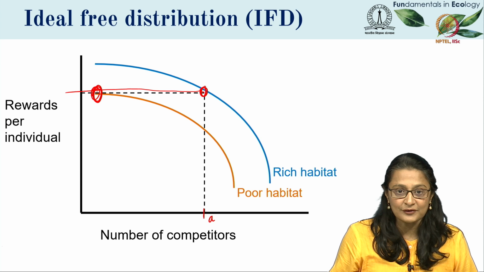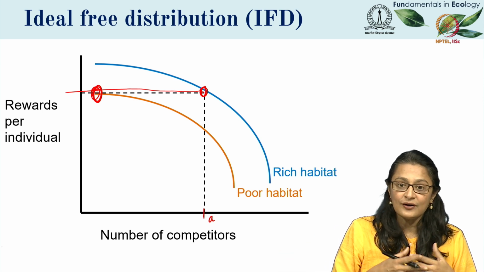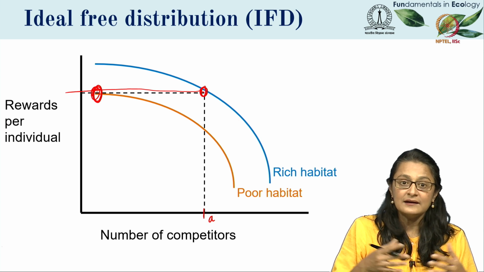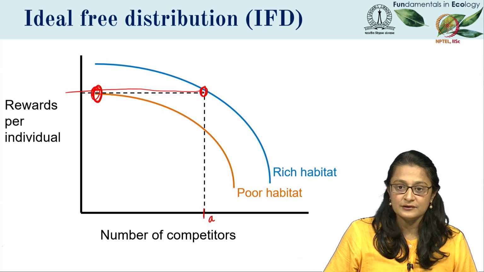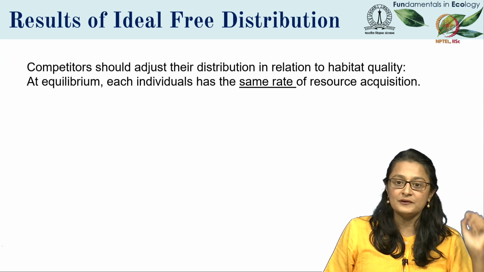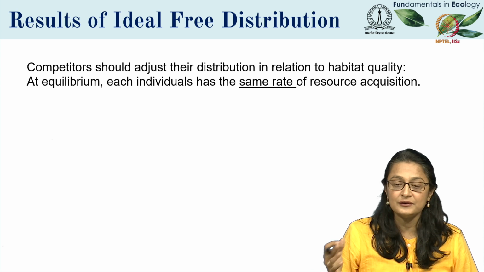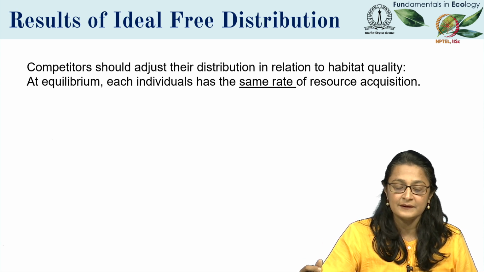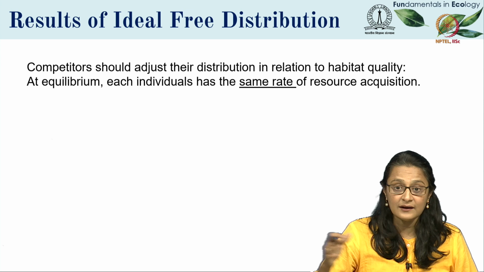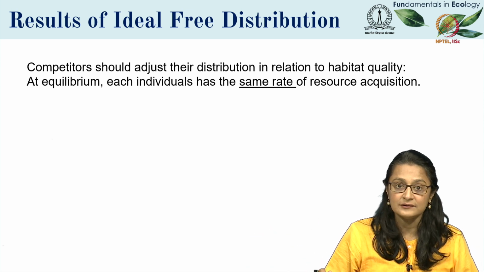So in this scenario, we can fill habitats based on their quality in a form that's called the ideal free distribution. The result of the ideal free distribution is the following. Competitors should adjust their distribution in relation to the habitat quality. At equilibrium, which means at the end when all individuals have arrived and are now settled, every individual has the same rate of resource acquisition.